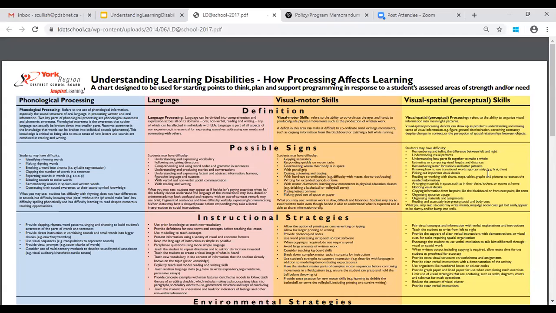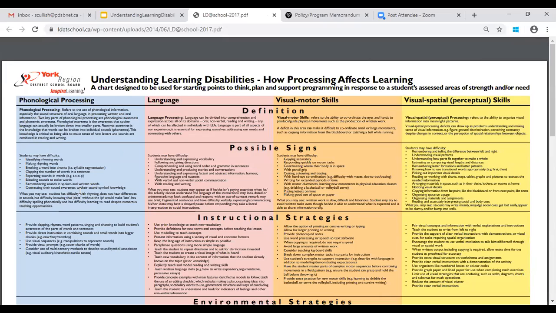This is published by York Region District School Board. It's widely available on the internet with a quick Google search. There's also obviously links in the slide deck for you for both of these. It reads by column. So if we look at phonological processing, it gives you a definition of what phonological processing is. It gives you some signs that you might see in your classroom if a student has this difficulty.